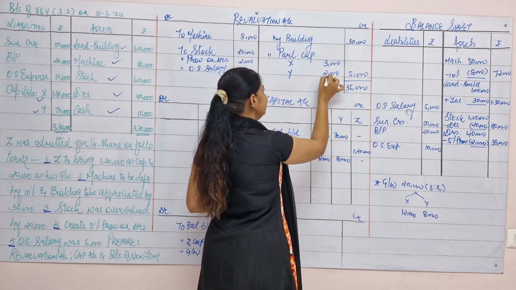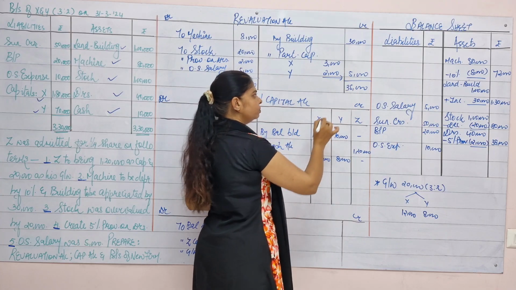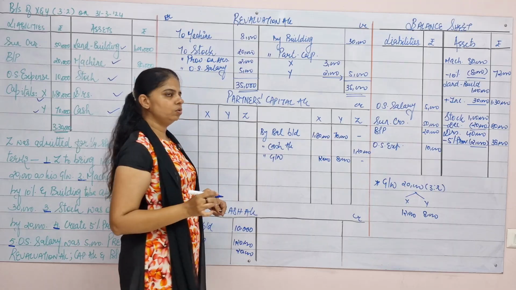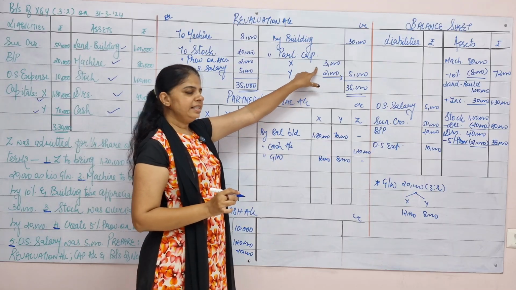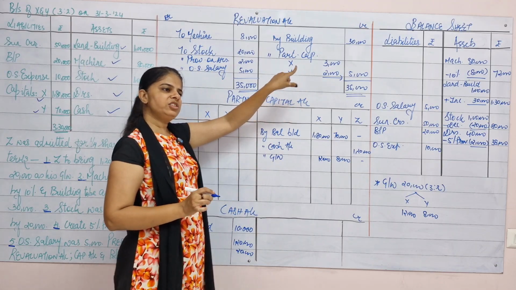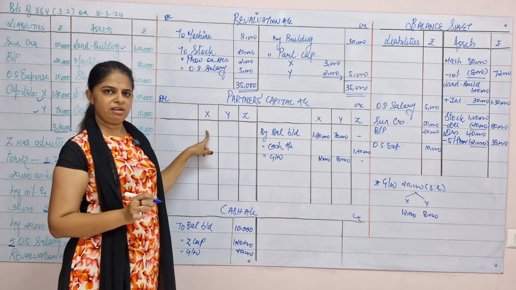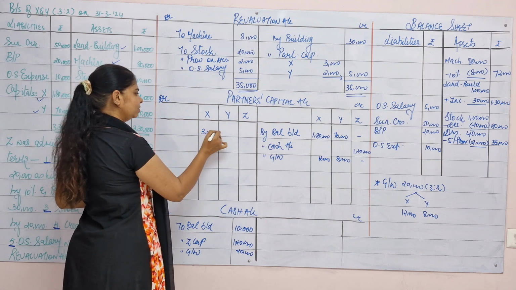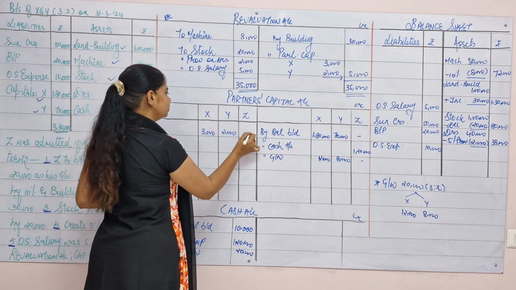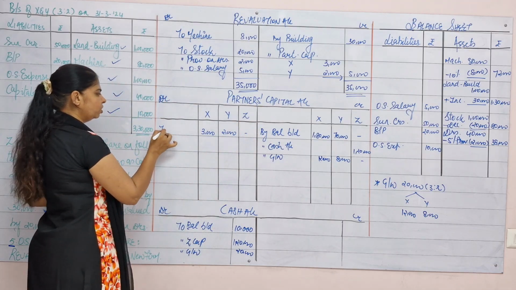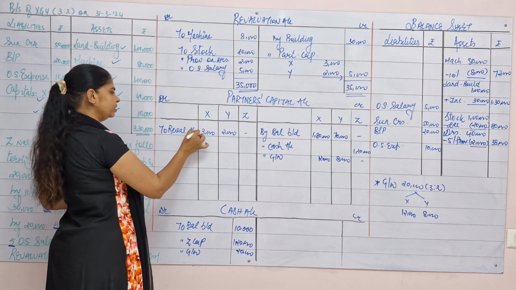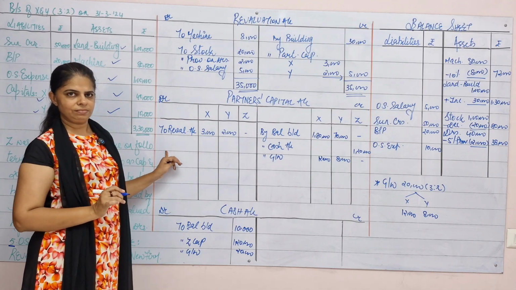2,000 will go to Y, and like that this loss will be distributed and your revaluation account will get closed. From the credit of the revaluation account, the loss will get transferred to the debit of partner's capital. So X will get 3,000, Y 2,000. कहाँ से लेके आए? You brought it from the revaluation account. So your particulars also will be To Revaluation.